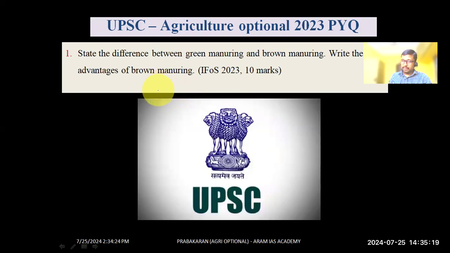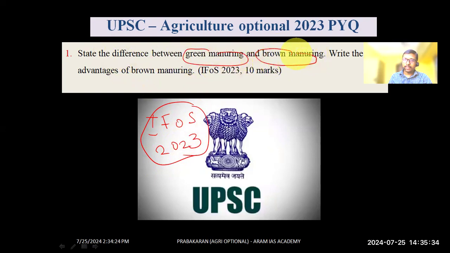Hello everyone. In the year 2023 in the Indian Forest Service exam, IFoS 2023, they asked one question. The question was: state the difference between green manuring and brown manuring, and write the advantages of brown manuring. It was asked as a 10-mark question last year. So let's solve this question.